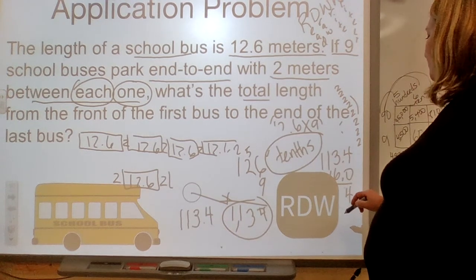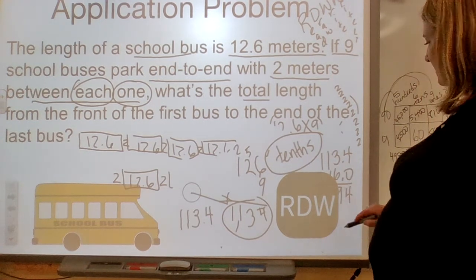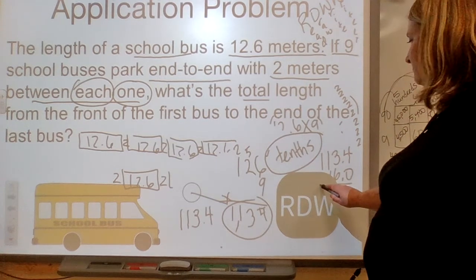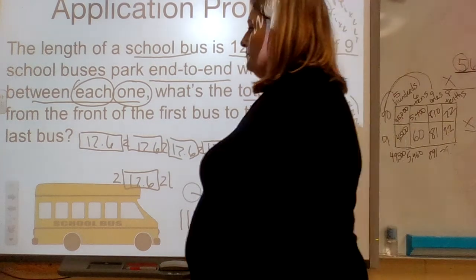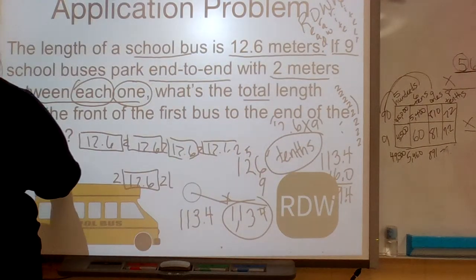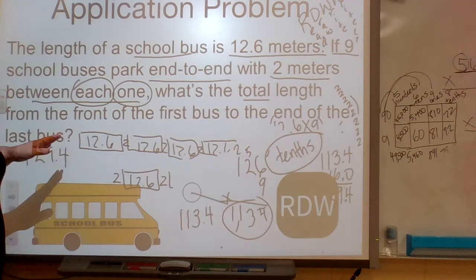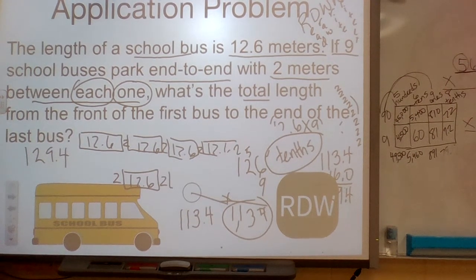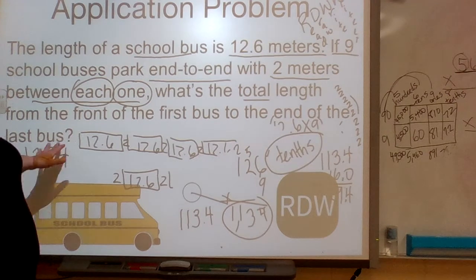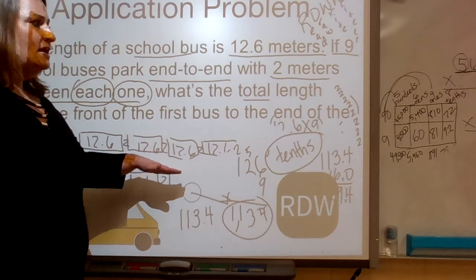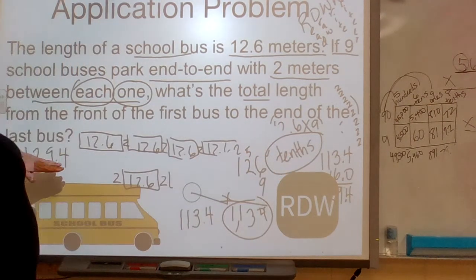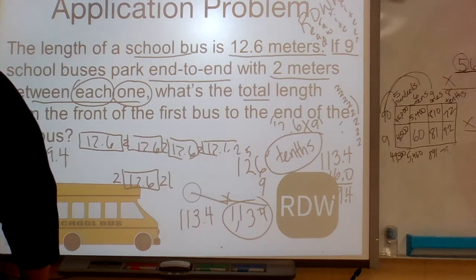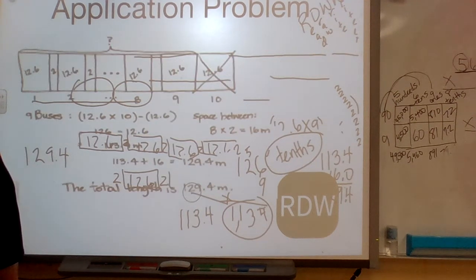And I have 6 plus 3, and I know that's going to be 9. And then I have 1 plus 1 is 2, and then I have 1. So 129 and 4/10. Now I can go in and I can answer my question. What is the total length from the front of the first bus to the end of the last? 129 and 4/10 meters. Notice I drew the problem out. I came up with an equation to solve for x, my unknown, and then I came up with a product here. Okay, good job with that.